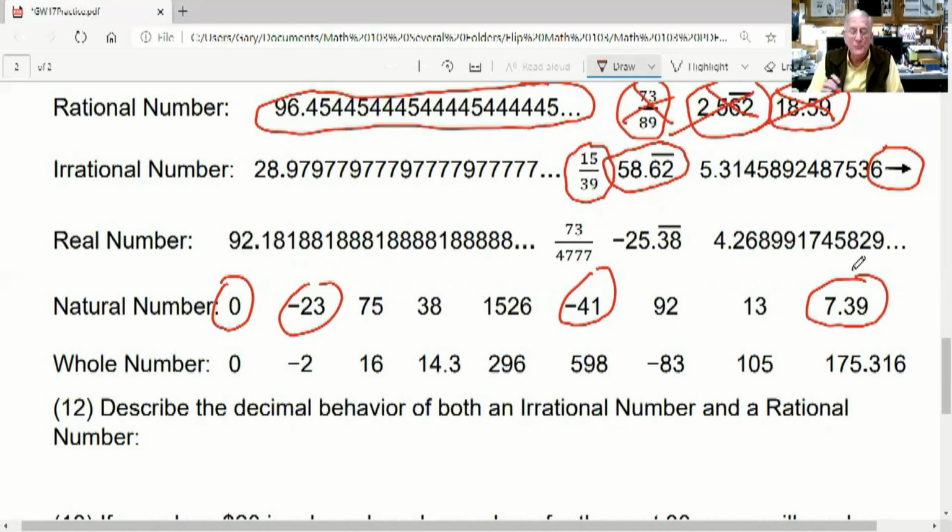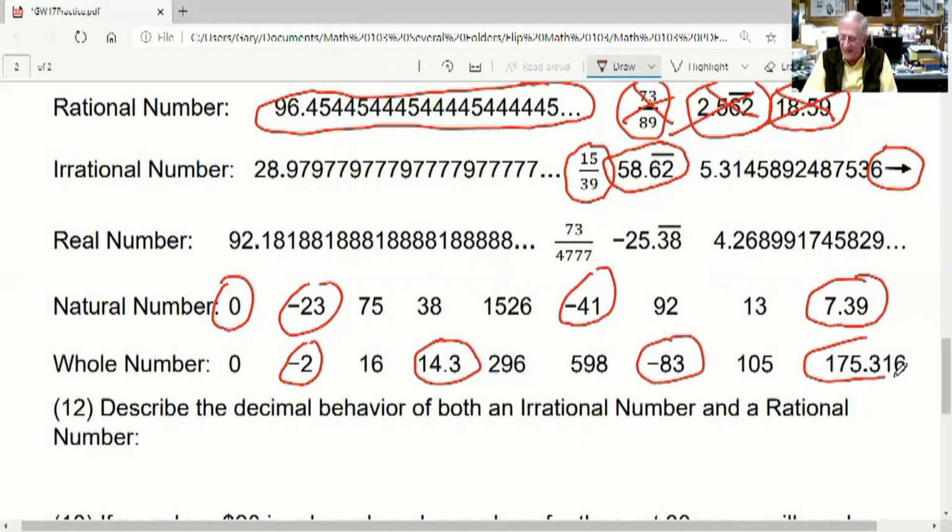Now, in order to be a whole number, you have to not be negative. You have to be a counting number. Whole numbers cannot be negative because then a negative whole number would be an integer, all right? So 0 is a whole number, -2 is not, okay, because it's negative. This has a decimal on it, so it isn't whole. This has a negative on it, so it isn't whole. And this has a decimal on it, so it isn't whole.